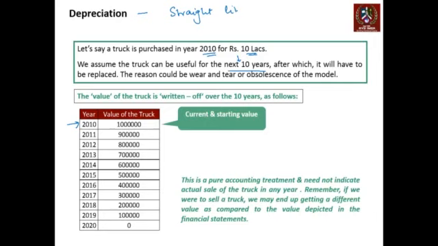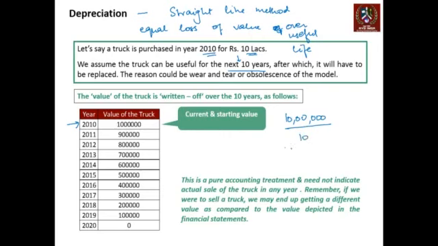method of depreciation, which assumes equal loss of value over the useful life. Which means if the useful life is 10 years and the value is 10 lakhs, you would take 10 lakhs and divide by 10. So every year you lose 1 lakh, right? So you lose 1 lakh, next year the value is 9 lakh, then 8 lakh, then 7 lakh, then 6 lakh, then 5 lakh, and so on. And soon you will realize that at the end, the value of the truck in 2020 is zero.